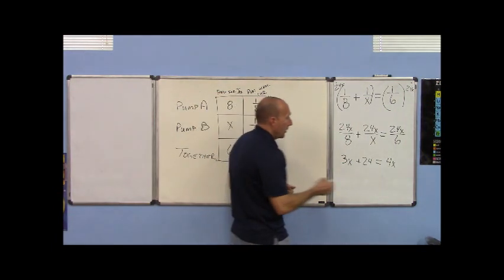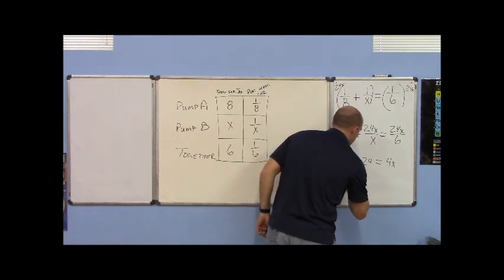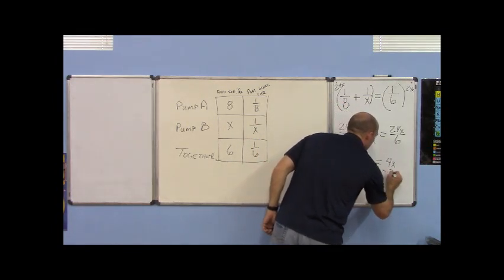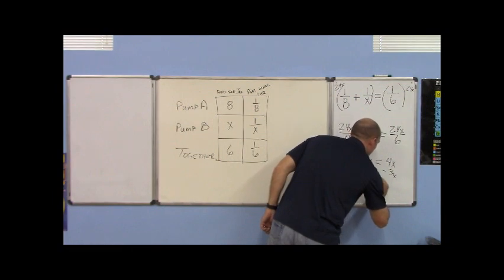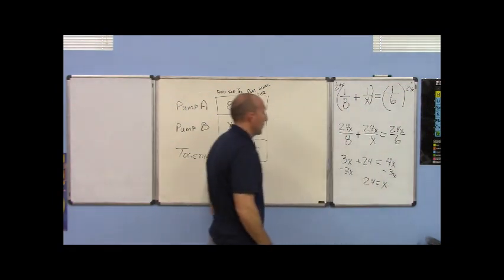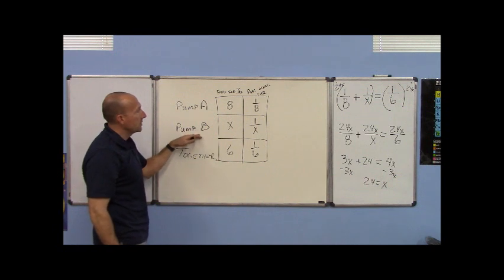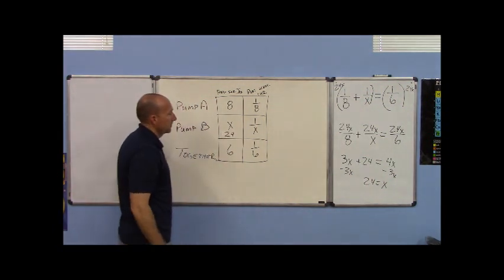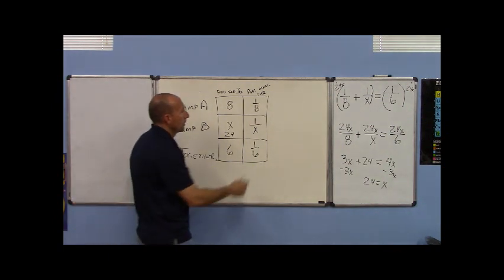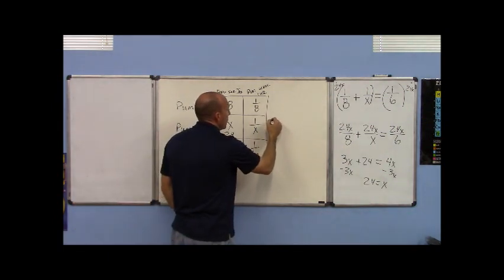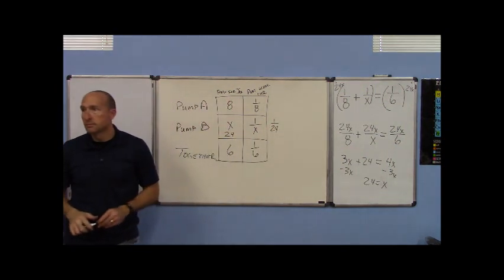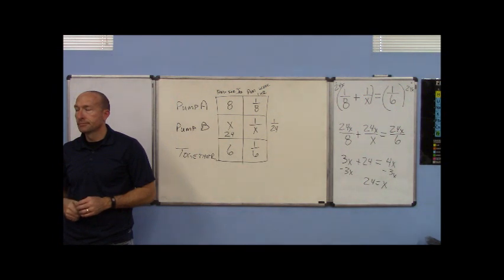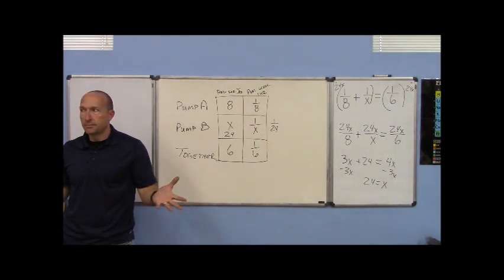Now we simply subtract 3x on both sides, and 24. So x equals 24. So pump B can do the entire job now in 24 hours. Or it would do 1/24 of the job in 1 hour. Make sense? And there we have it. Yay! All right, good job.